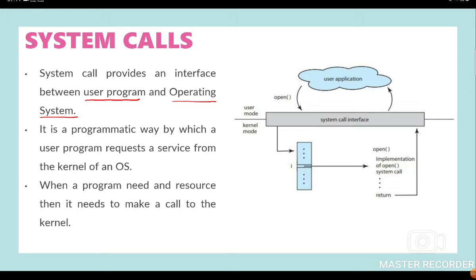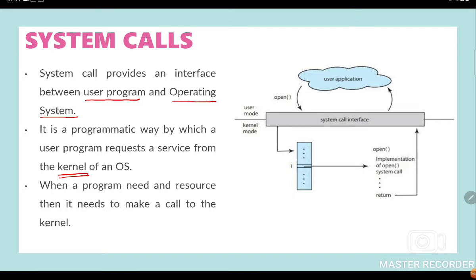The second point is that it is a programmatic way by which the user requests a service from the kernel of the operating system. Through some programmatic approach, the user program is going to request some services. As we have studied in the last lecture, there are certain services in the operating system. Through the system call, those services are requested by the user program, and those services are requested from the kernel of the operating system.